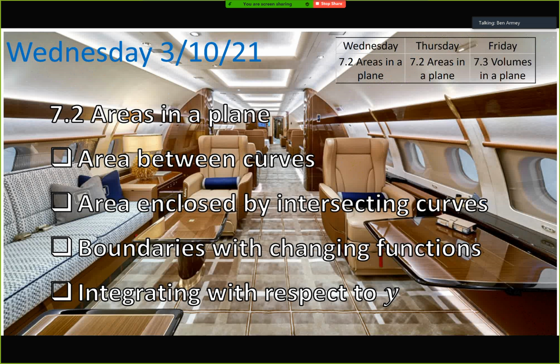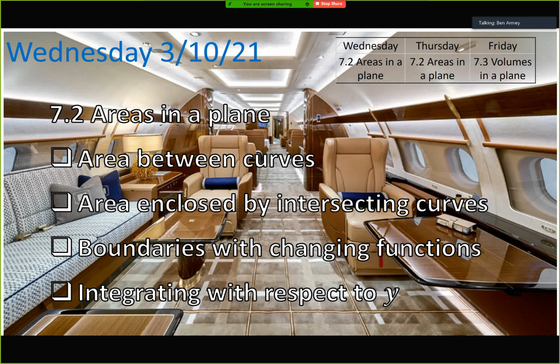So today, areas in a plane, plane just meaning two-dimensional, XY axis, that's all we're working with, okay? We're gonna look at areas between curves, area enclosed by intersecting curves, boundaries, meaning kind of our limits of integration, but then also integrating with respect to y. And we'll get into what that means.